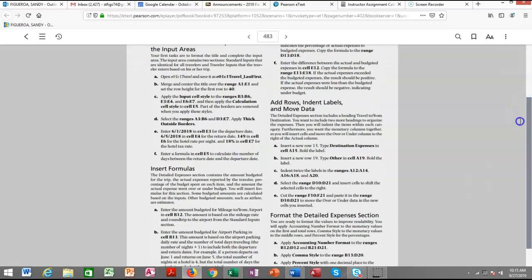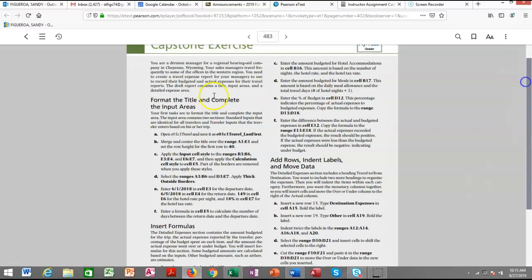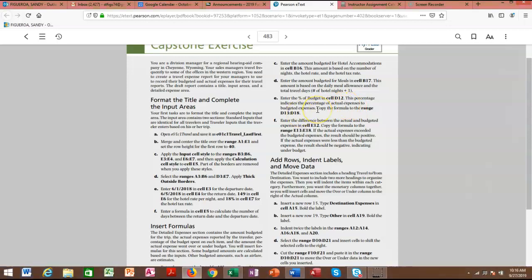In the assignment, when it said to insert formulas, most of you did all right, but up to E, that's where you had the problem, the E and the F. If you take out your calculator, they already told you, enter the percentage of budget. This percentage indicates the percentage of actual expenses to budgeted expenses. Obviously, you know how to do this. If you took your calculator and divided the actual expenses by the budgeted expenses, that's what your answer is going to be. If you're using just the raw data, it's going to be in decimals, and so you move your decimal point 2 places to the right, and then you'll get the percentage.